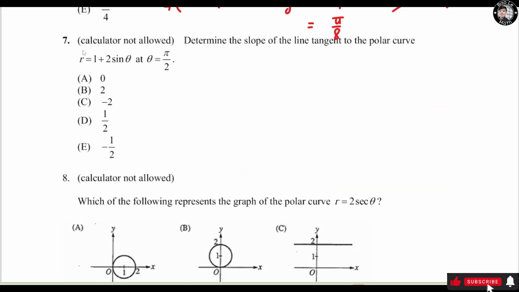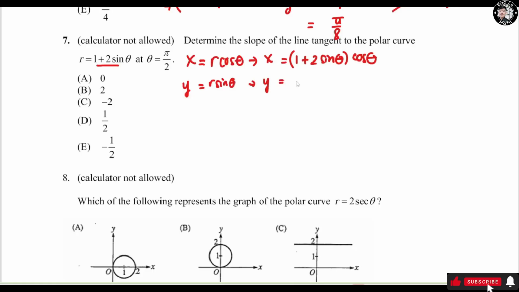Now let's move on to question number 6. Calculator is not allowed. Determine the slope of the line tangent to the polar curve r equals 1 plus 2 sine theta at theta equals pi over 2. Alright, so remember you have x equals r cosine theta. But r equals 1 plus 2 sine theta, so it can be x equals 1 plus 2 sine theta times cosine theta. Now y equals r sine theta. So y equals 1 plus 2 sine theta times sine theta.